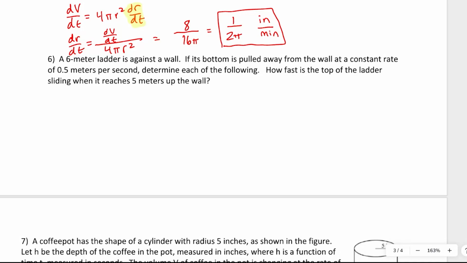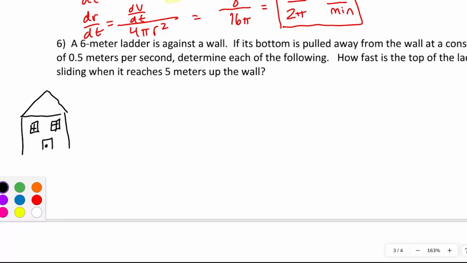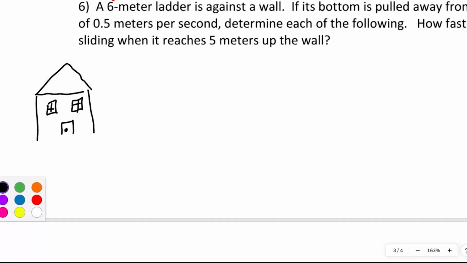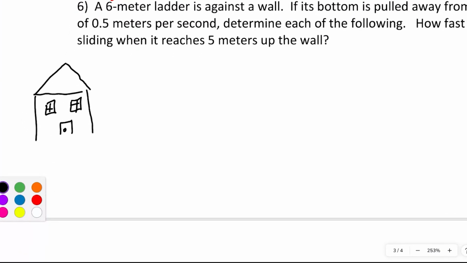It says a 6-meter ladder is up against a wall. So let's draw a little house here and get artistic. So here's the house. Yeah, put some details on here. It's like a house that my little daughter would draw. Okay, we've got the ground. And then the ladder, which is up against the wall.